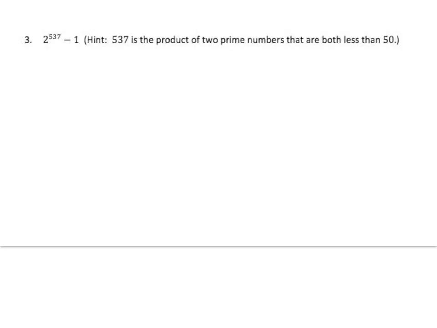Let's try this next one, okay? Hint, 537 is the product of two prime numbers that are both less than 50. If you grabbed your calculator, you can figure it out. Just take 537 and start dividing by prime numbers that you know. Don't kill yourself to get really big ones. Start with 11, then try 13, then try 17, but we're going to get 17 times 31. So I'm going to push pause. Just try this one on your own and then check your answer.